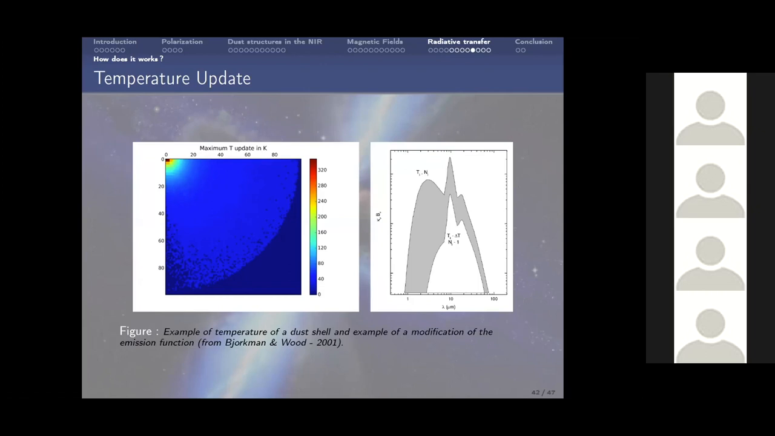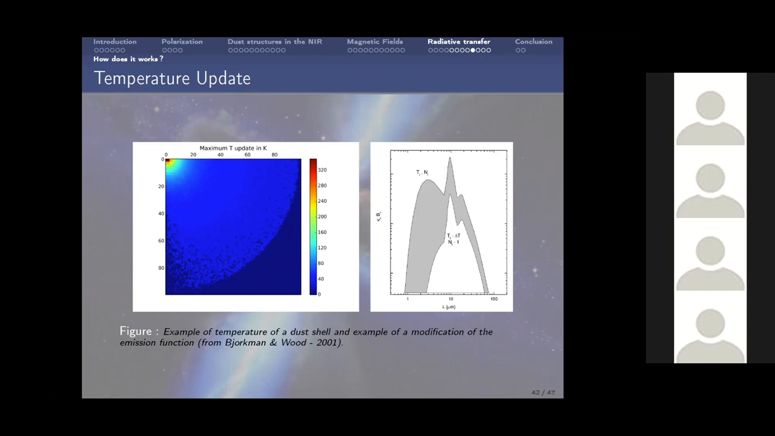So why do we want to keep the energetic balance at equilibrium? It's because we can also compute the temperature of the cells depending on the dust population we are putting there. This is work that was done by Brockman and Wood a long time ago, like 20 years ago, and we are basically using the same algorithm to compute the temperature in the cell. That changes the temperature of the photons re-emitted by this region, because they are going to emit at shorter wavelength if they are at higher temperature.